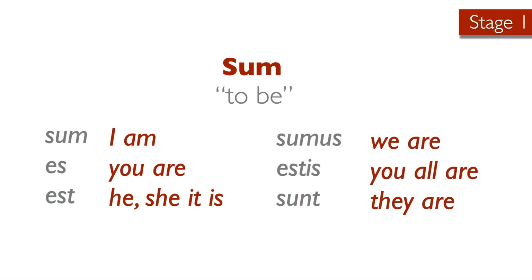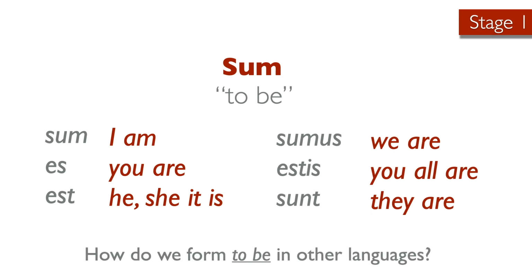And here it is, the Latin verb to be, sum, in the present tense. And as you can see, there are a number of different forms depending on who is being. The first instance is the first person singular, sum, I am. The second is the second person singular, es, you are. Third person singular, est, he, she, or it is.